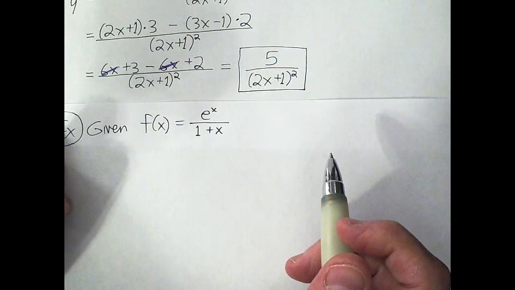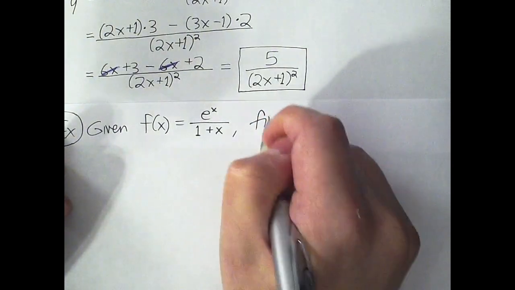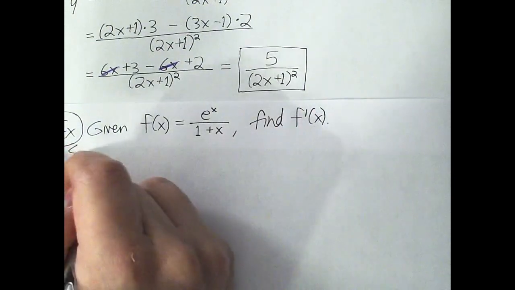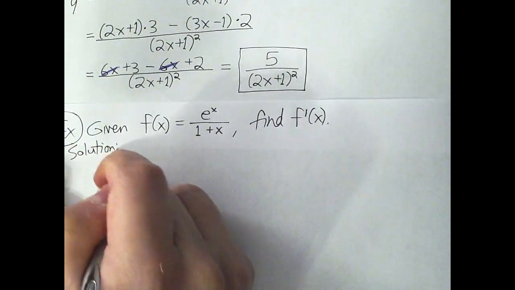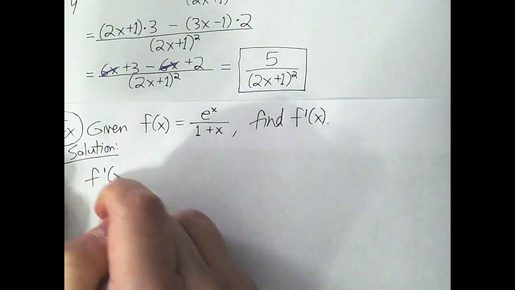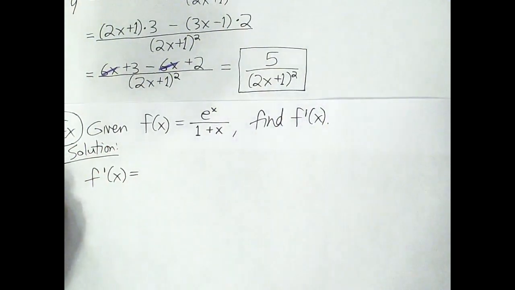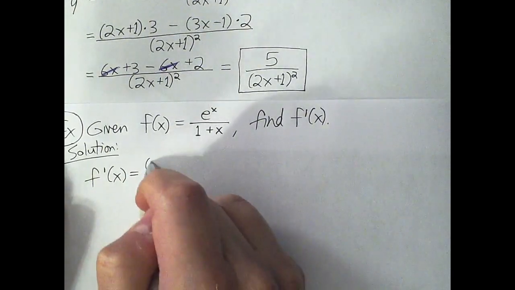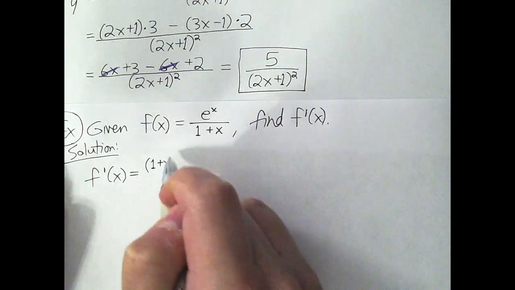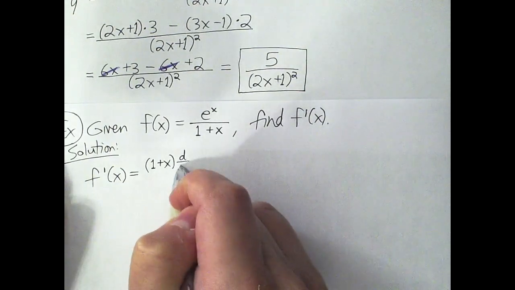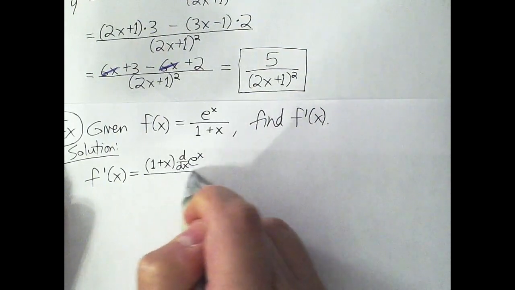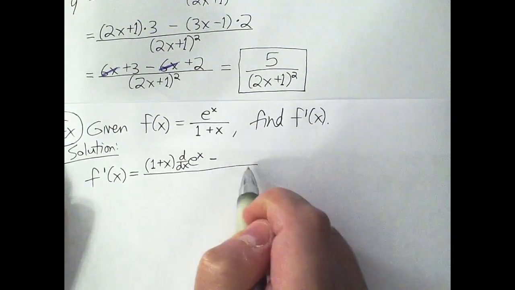Let's see. So I said I was going to do this one for us. We're going to find f prime. F prime of x equals. So I need the bottom function times the derivative of the top one. And I put parentheses around this because if I don't, here, let's leave some space here and talk for a second.